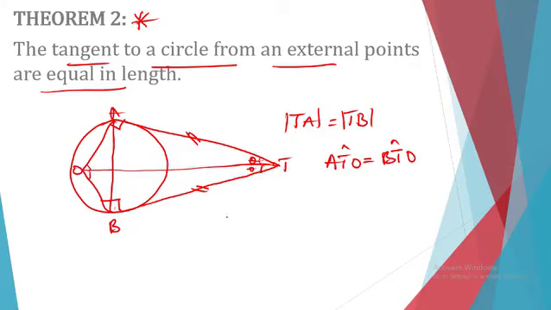Then line OT bisects line AB. Line OT, this is our OT, bisects line AB. So at that point we said that the tangents to a circle from an external point are equal. These two lines are equal, and the angles here are equal.